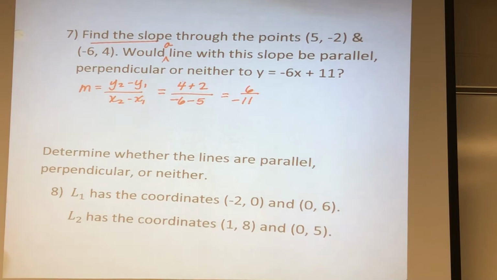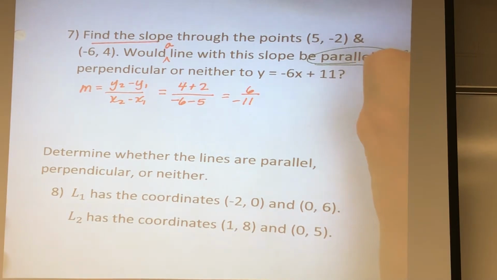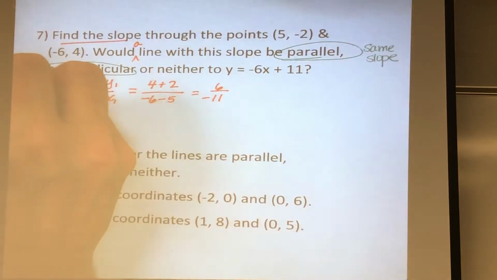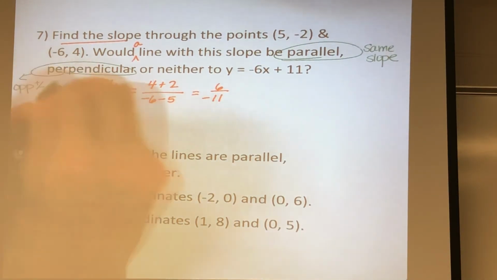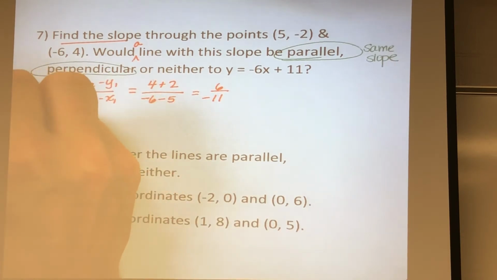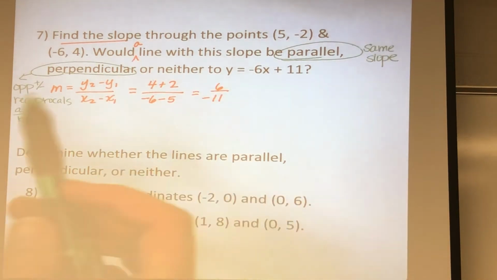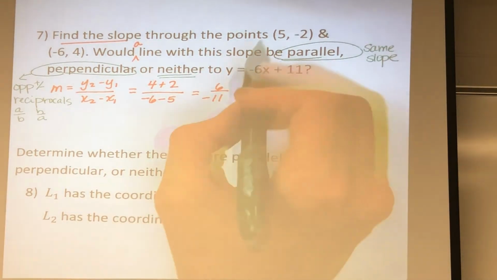So it says, would a line with this slope be parallel, perpendicular, or neither to this line? Well, in order to determine parallel, perpendicular, and neither, parallel lines have to have the same slope. So same slope exactly to be parallel. Perpendicular lines have to have slopes that are opposite. So one has to be positive, the other has to be negative, and they have to be reciprocals. So that means if one is A over B, then the other one is B over A to be perpendicular. And if it's neither one of those, if they aren't the same or they aren't opposite and reciprocal, then we would say neither. So now we need to identify the slope of the line that they gave us.